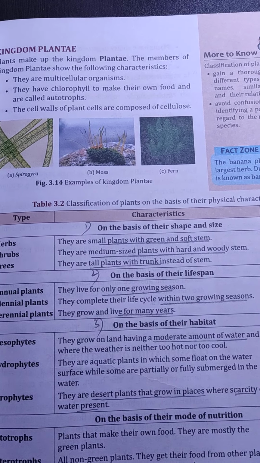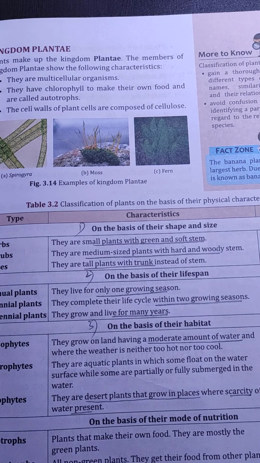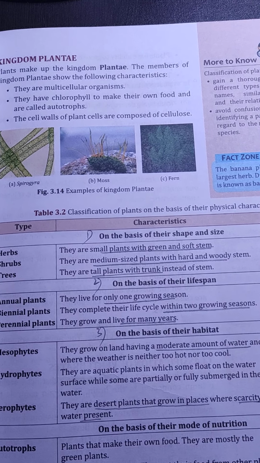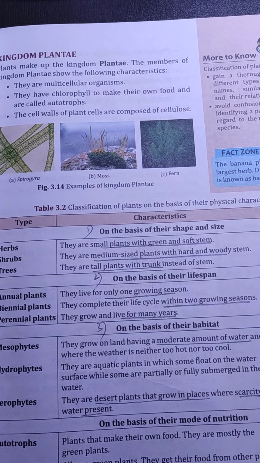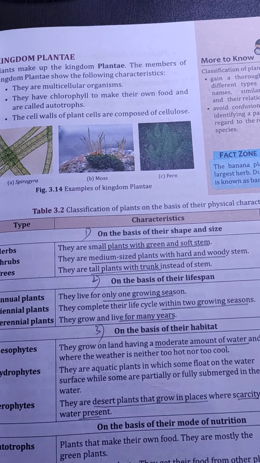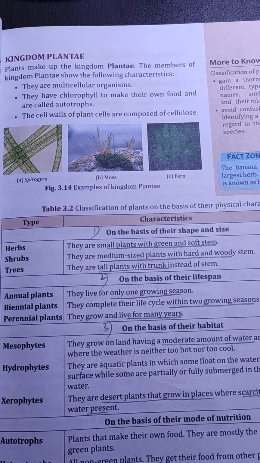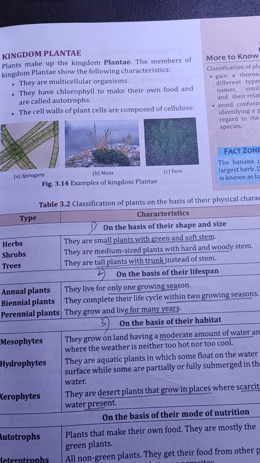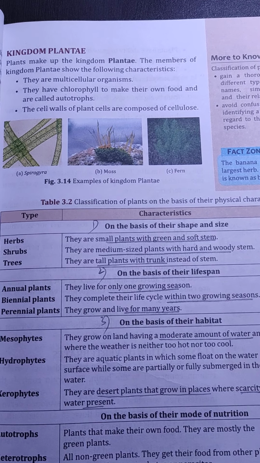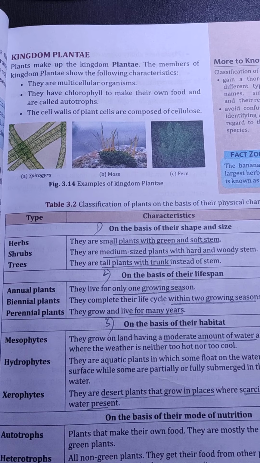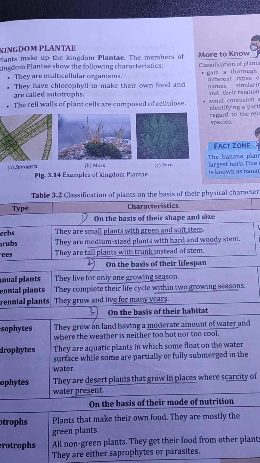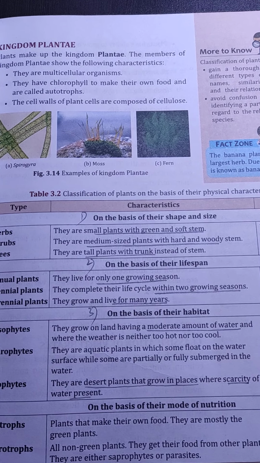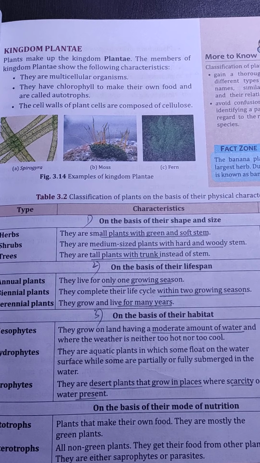So there are trees such as neem. Have you seen neem, mango, guava, that are tall and have a trunk? So this comes under the category of trees. Trees are tall plants with a trunk instead of a stem. While shrubs, such as rose, jasmine and hibiscus, have a bushy appearance. Shrubs grow at a medium height and have thin woody stems. They are medium-sized plants with hard and woody stems. Even some plants such as coriander, mustard and mint have soft green stems and they are called herbs.